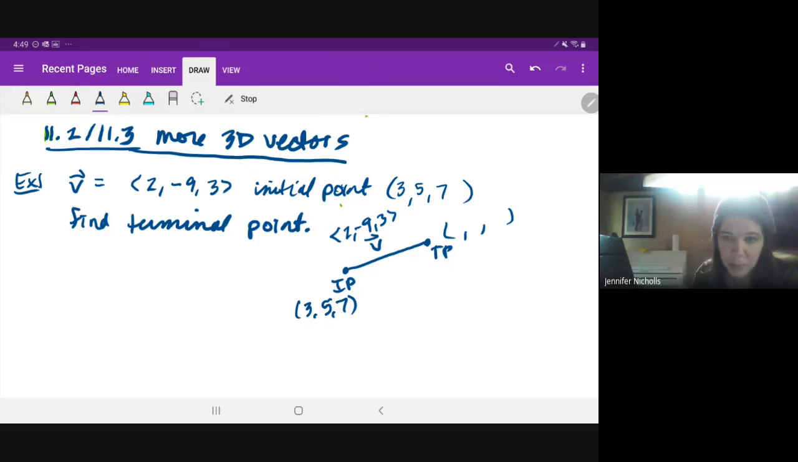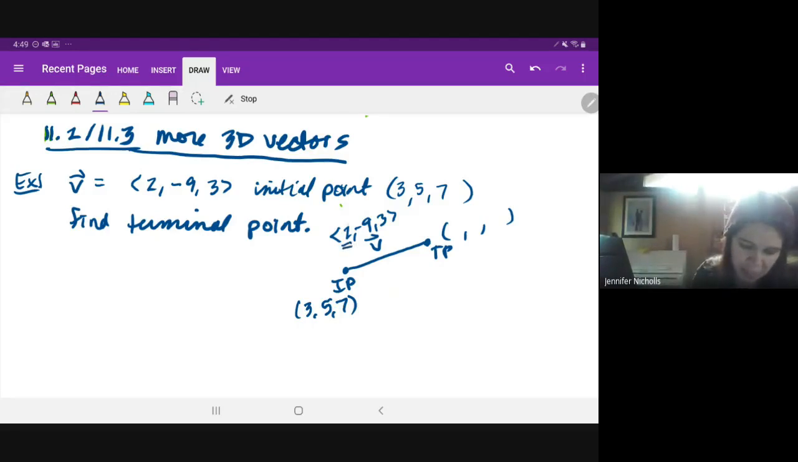Tell me what you think the terminal point would be. Now that's a point, not a vector, so let me make sure that I have this as a parenthesis. Anyone have an idea? You can type it in, or you could say it. What do you think? Any guesses? That's exactly what I do, Daniel.